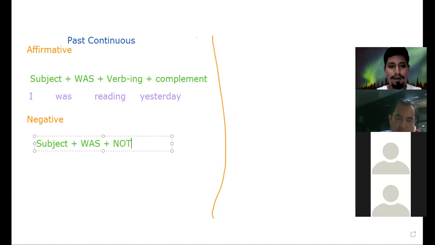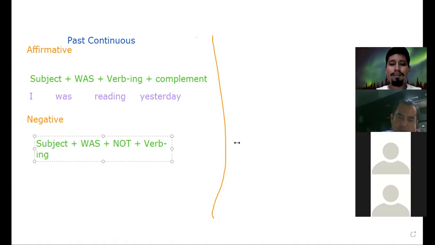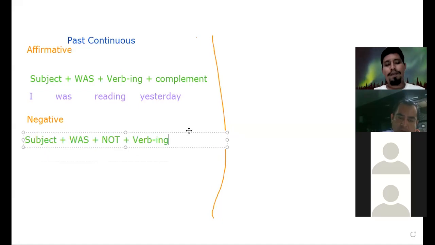We are going to add not, exactly. I was not, plus the verb. In this case, the verb is a present form. Yes. In this case, we're going to use the verb with ing form, because we're talking about the past continuous tense.